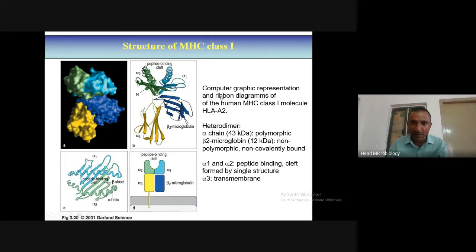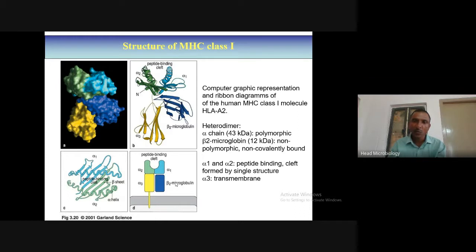This is a computer graphical representation in ribbon diagram, the ribbon diagram of the human MHC class 1 complex. It is HLA, also called HLA-A2. The alpha chains are 43 kilodaltons, and the beta 2 microglobulin chain is 12 kilodaltons.